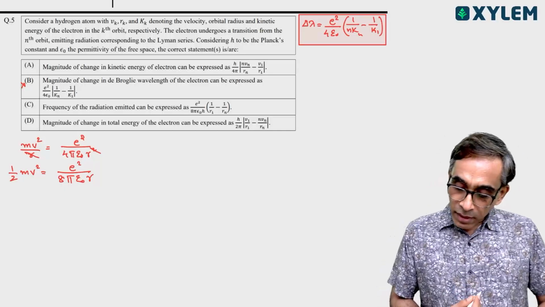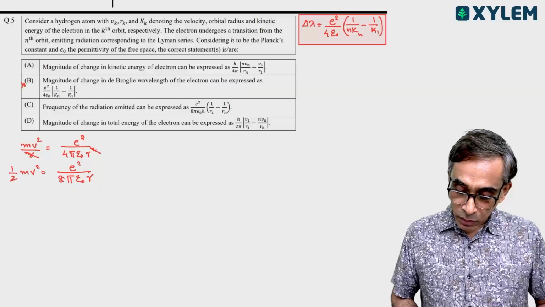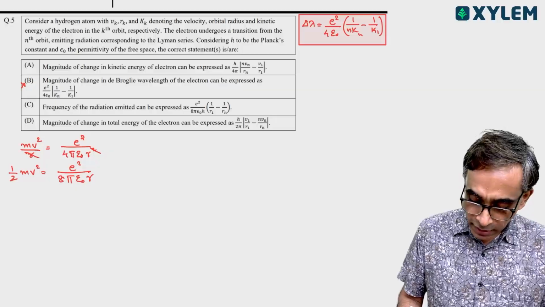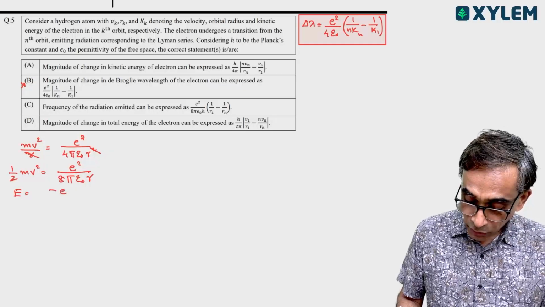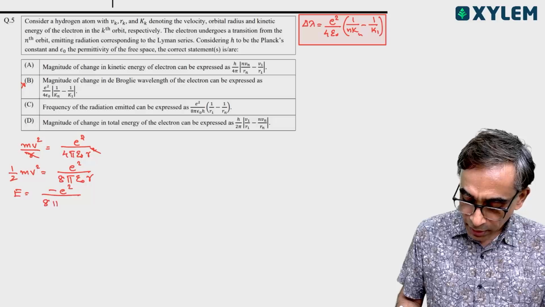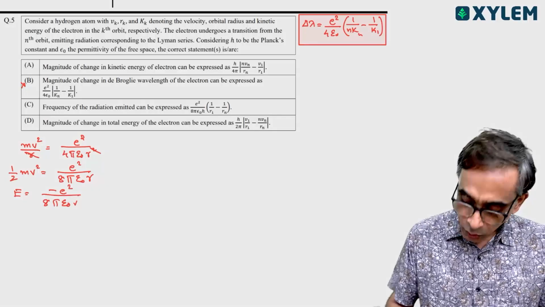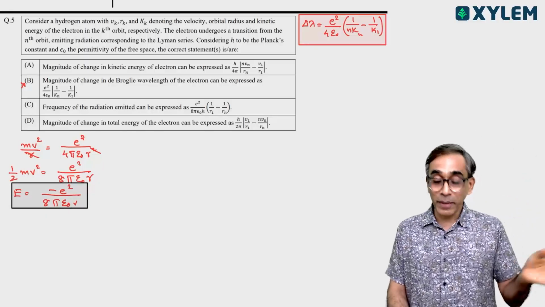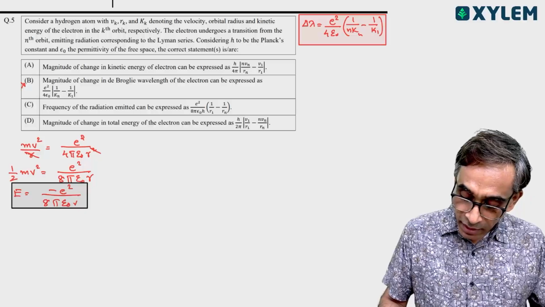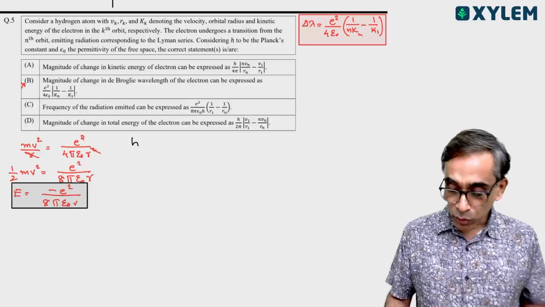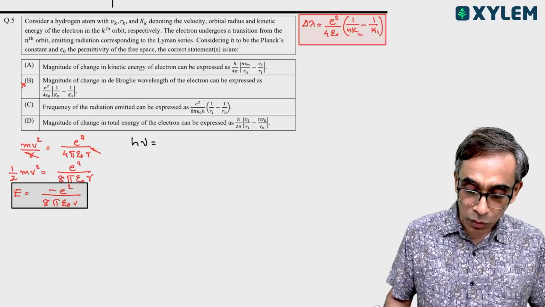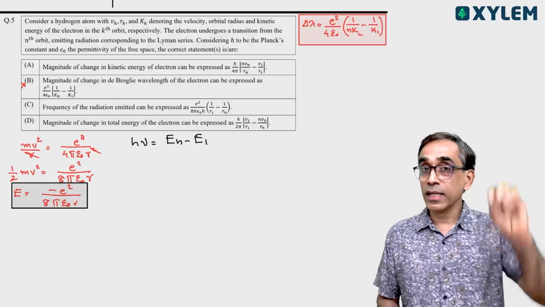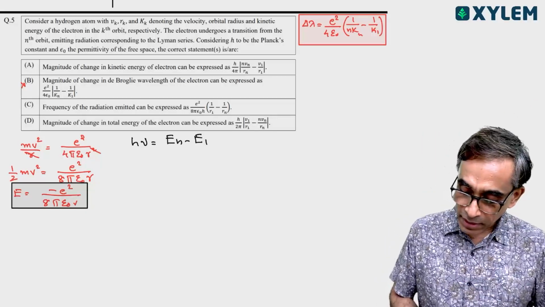Now, when the kinetic energy is given, what is total energy? Total energy is equal to the negative of kinetic energy. So minus e squared by 8 pi epsilon 0 r is the total energy of the electron in the orbit. Now, when an electron makes a transition, it sends the remaining energy in the form of a photon, and that energy is given by h nu equal to En minus E1, because En is a higher energy, E1 is a lower energy.